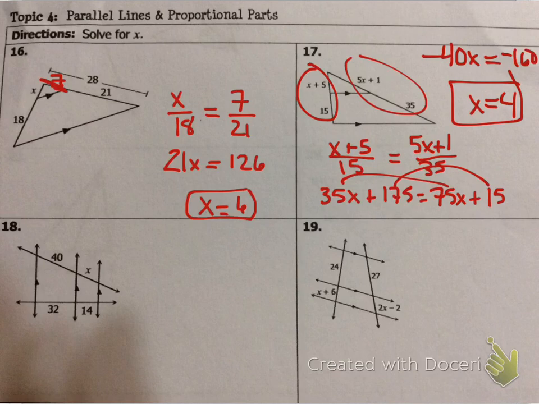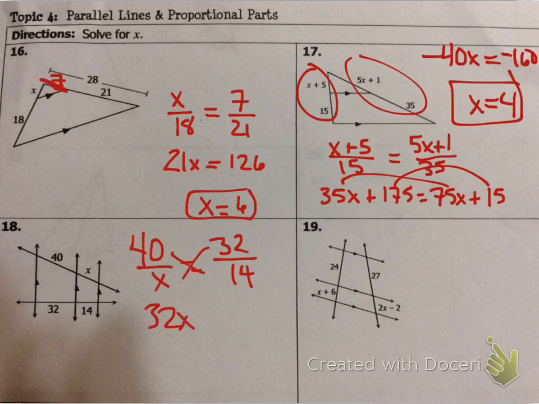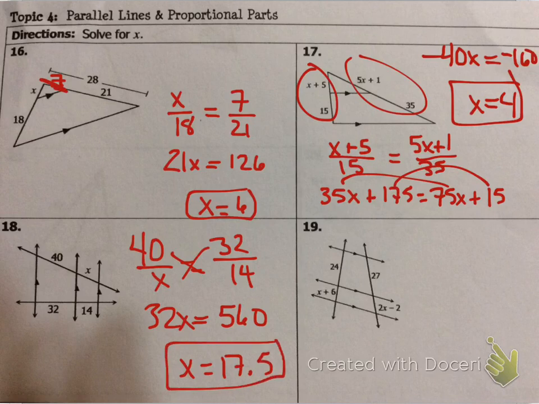18 and 19, same thing. I would have said 40 over x is equal to 32 over 14. Cross multiply and divide, you get 32x is equal to 560. And then you can divide and you get 17.5. Go ahead and get the decimal answers on these, just to make things easier for y'all.